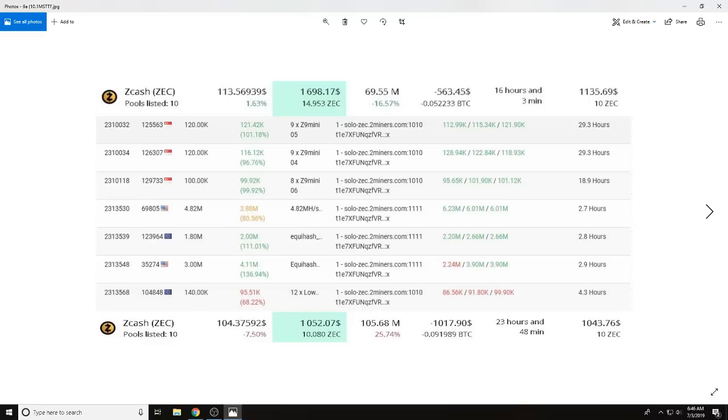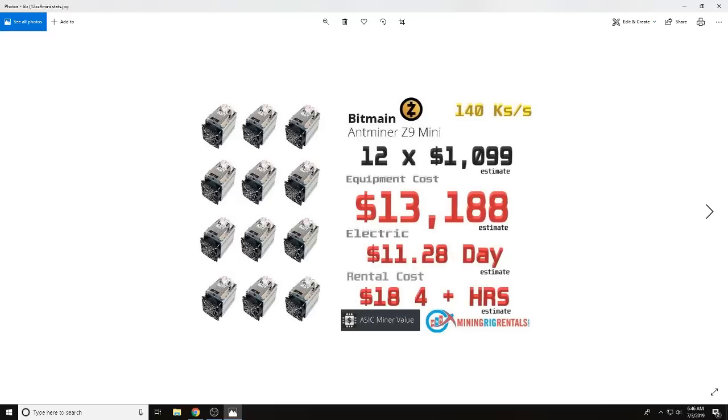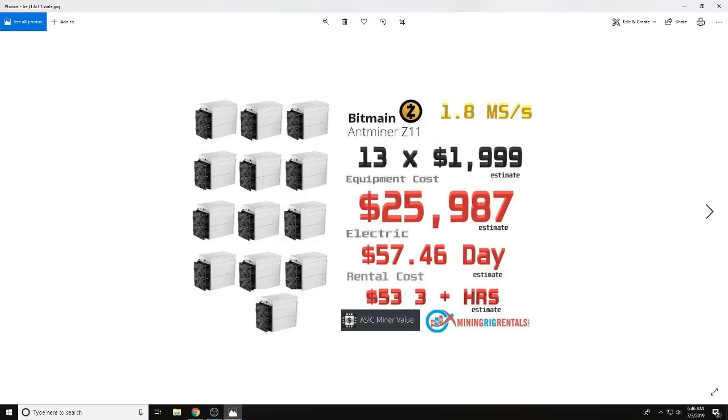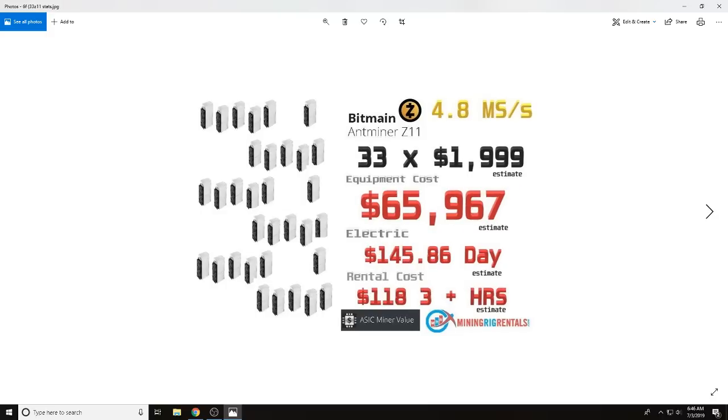Here you can see where our cost is as far as hours rented. Well, we rented 12 more Z9 minis, 1.8 million sols per second in ASICs. Looks like this with Z11s. Your initial cost on equipment would be 25 plus grand, $57 a day. Cost us $53 for 3+ hours in that rental. If we had that 4.8 million sols per second in Z11s, we're looking at 33 of those.